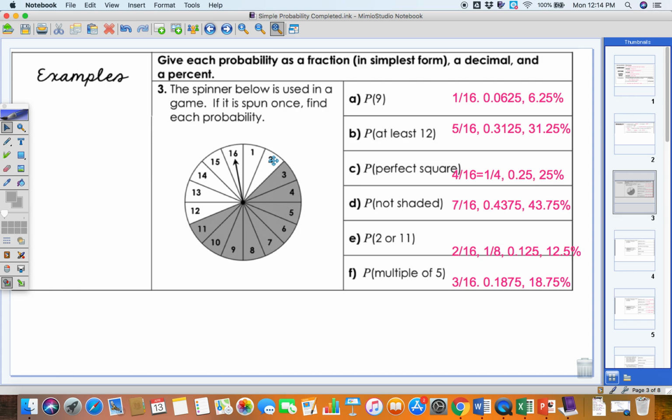On E, we want the probability that it will be a 2 or an 11. So there's 1 section that is a 2 and 1 section that is an 11. So 2 out of 16 reduces to 1 out of 8, which is 125 thousandths, or 12.5%. On F, you want the probability that it is a multiple of 5. So that would be 5, 10, or 15 are your 3 possible desired outcomes. So 3 out of 16 is 1,875 ten thousandths, or 18.75%.